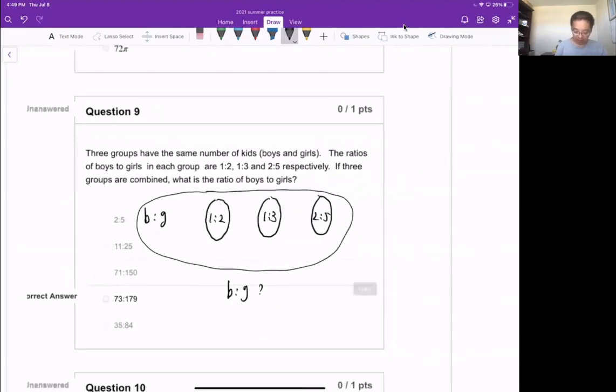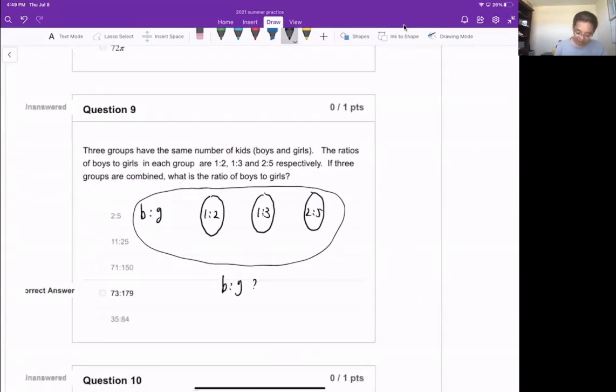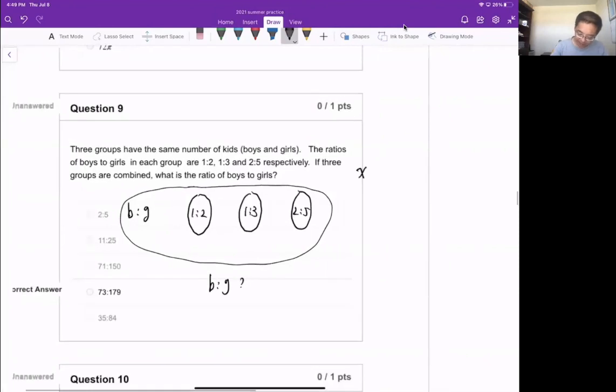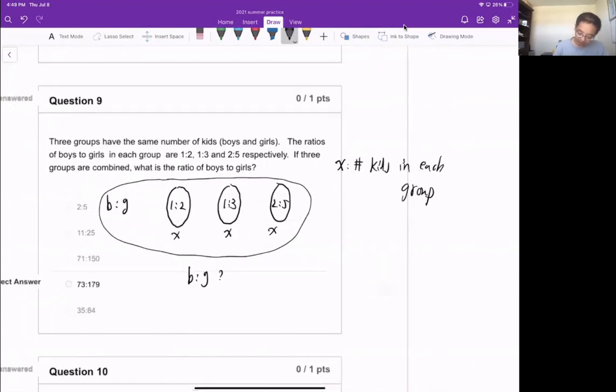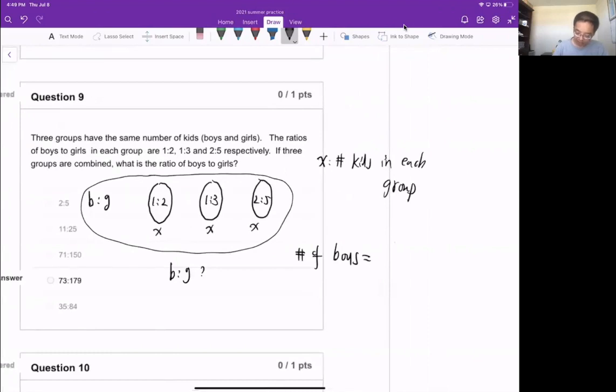All right. Now for this problem, what we can do is a little algebra. Let x be the number of kids in each group. Because they have the same number of kids, this is x, and this is x. So if I combine them together, the number of boys in total equals: the first one is just 1/3 of x, the second one is 1/4 of x, the third one is 2/7 of x.